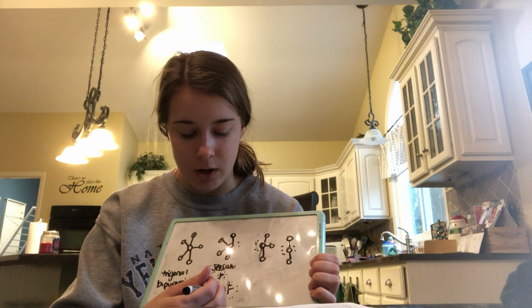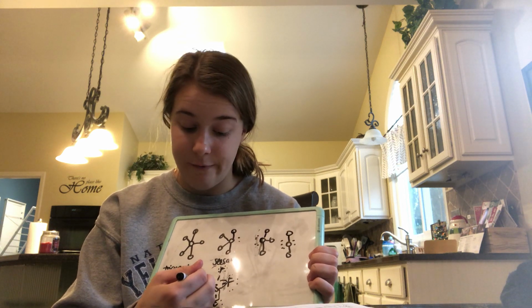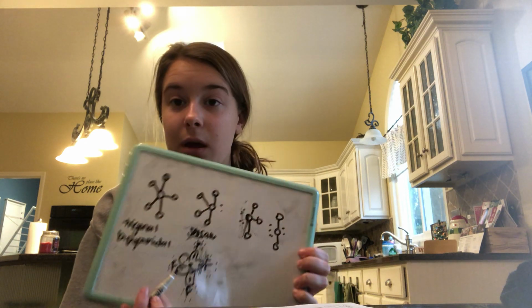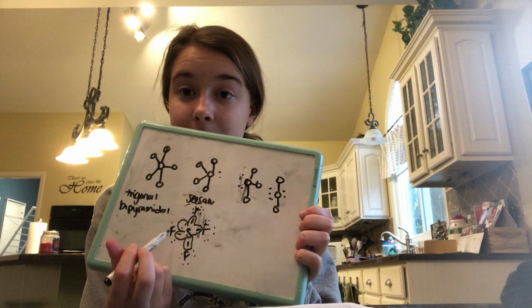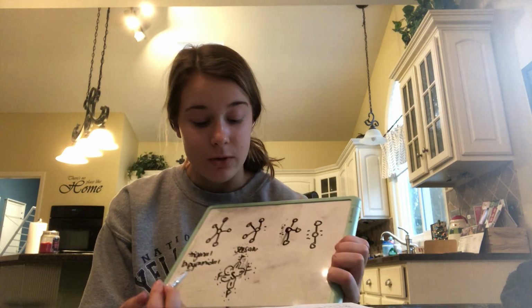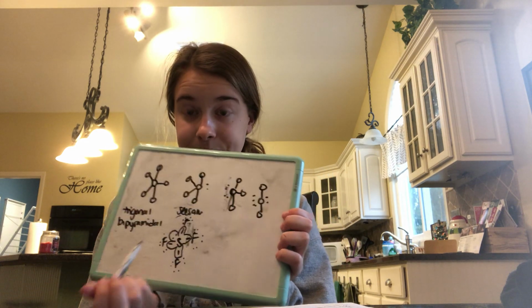And so then if you count, you've got 1, 2, 3, 4, 5 electron domains, because that extra electron pair counts as an electron domain. So that is what is going to give you Seesaw.